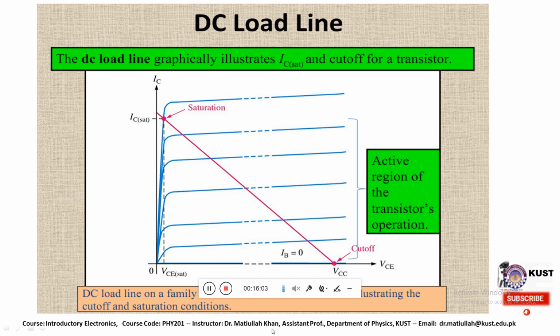So that is why this mode is considered to be the cutoff mode. The active region of the transistor operation is specified by this DC load line. The DC load line is specified in a family of collector characteristic curves, and it illustrates and clarifies the cutoff and the saturation modes of these transistors.